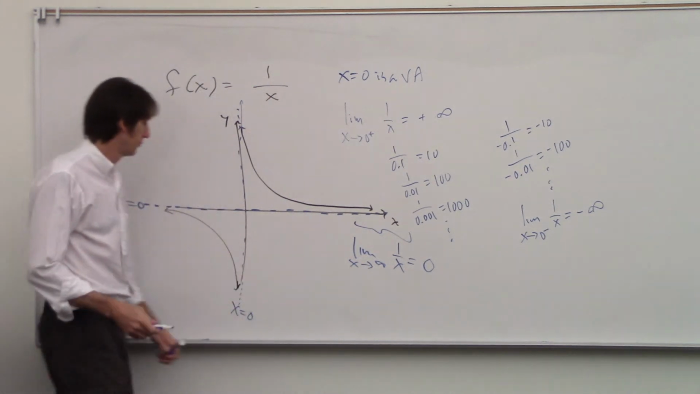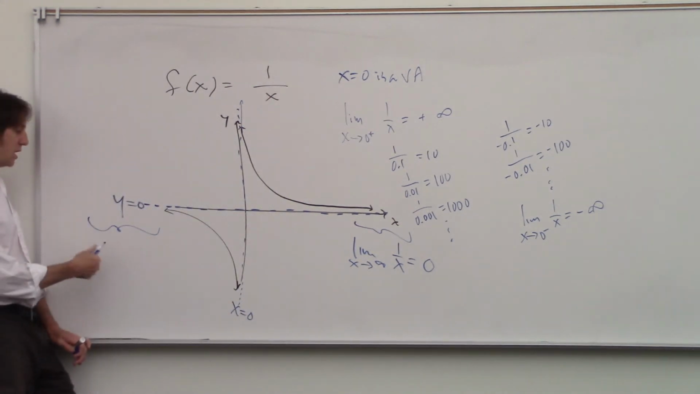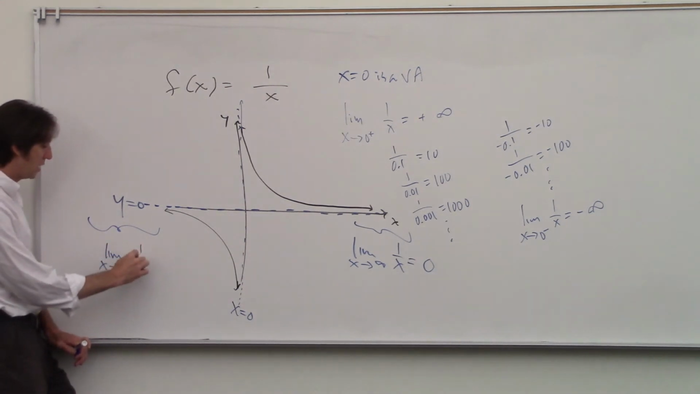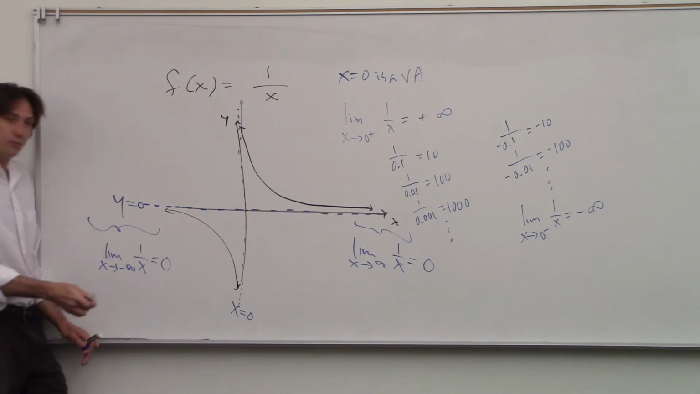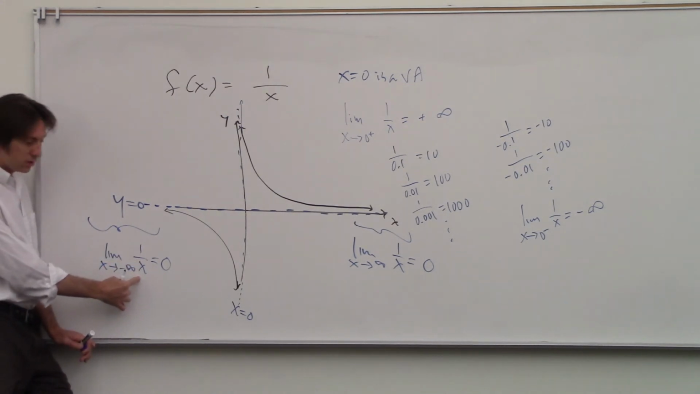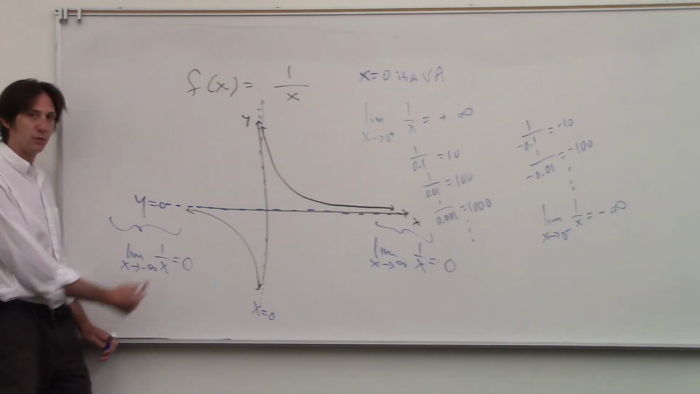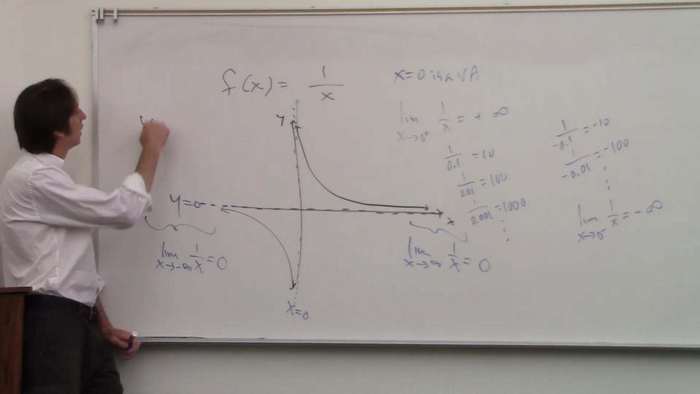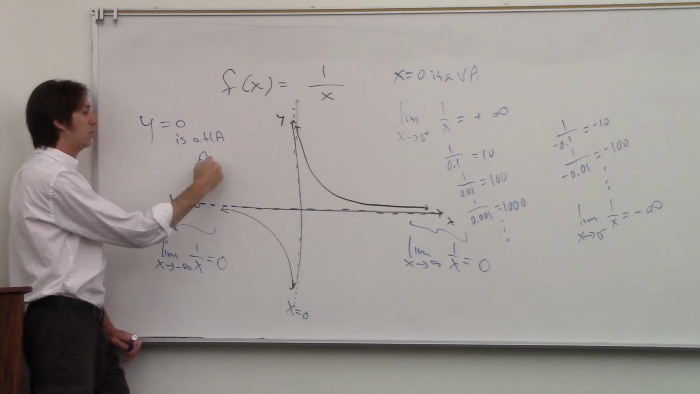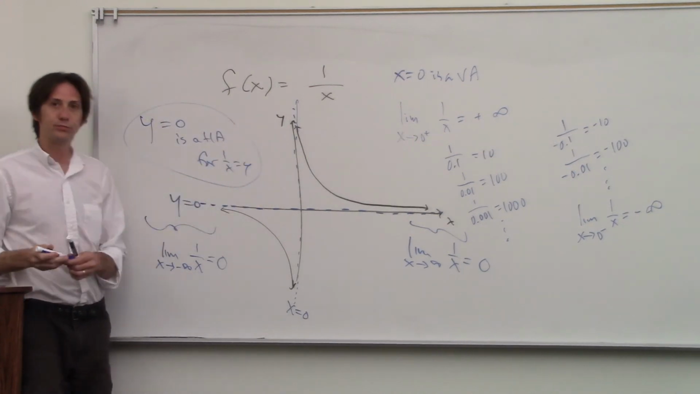In the other direction, when x is really large but negative, the limit as x goes to minus infinity of 1 over x is also 0. If I divide 1 by, like, negative 1,000,000, well, that's really close to 0. It's negative, but it's still really close to 0. So y equals 0 is a horizontal asymptote for the graph of y equals 1 over x.